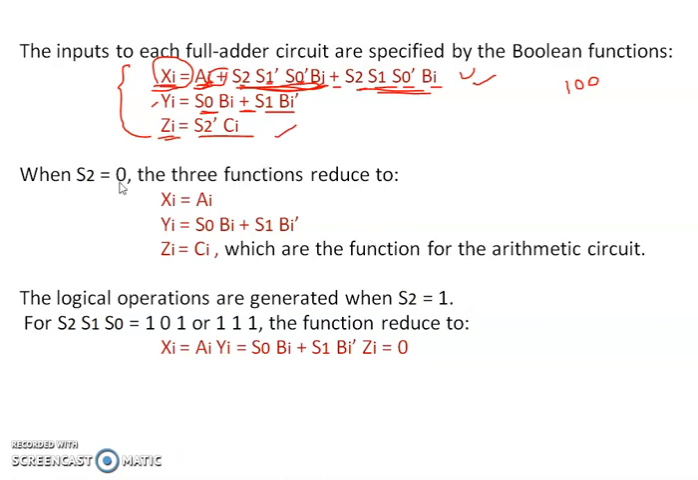As said earlier, when S2 is equal to 0, the circuit chooses the arithmetic operation to perform. These functions can be reduced like this: Xi is equal to Ai, Yi is equal to S0 Bi, S1 Bi complement, and Zi is equal to Ci. These are the functions which will be used to perform the arithmetic circuit alone. And these are the functions which will be used to perform both arithmetic as well as the logic operations.